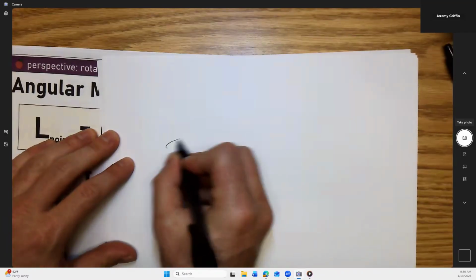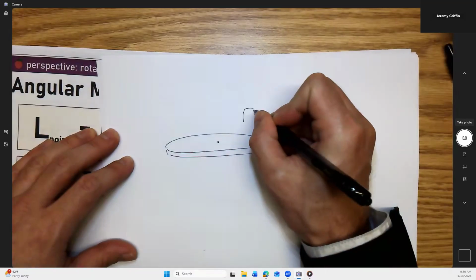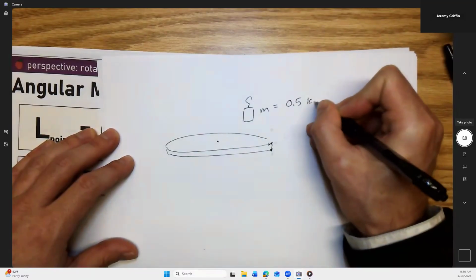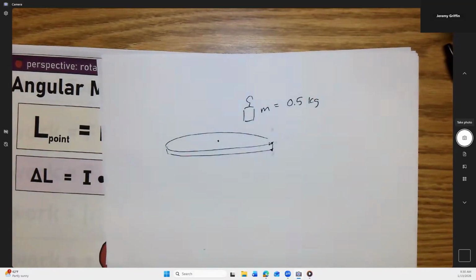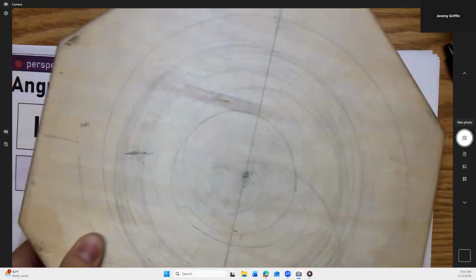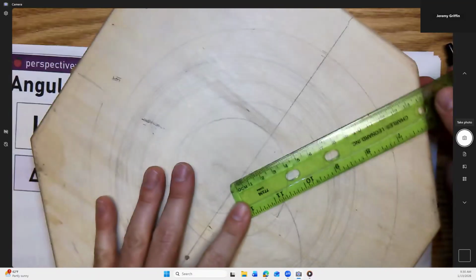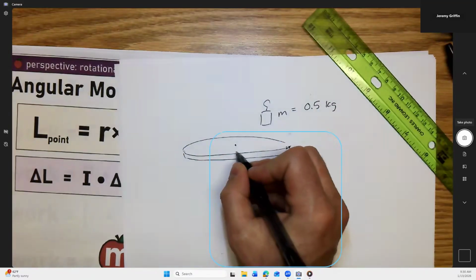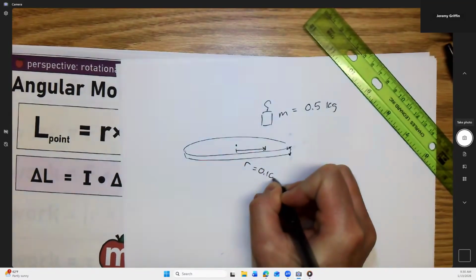Let's say I've got this turntable. I'm gonna drop this 0.5 kilogram mass, so 0.5 kg, right here. Let's try to model pretty much exactly what I just did. Let's say I dropped it at like 10 centimeters out. So I'll call this distance from here to here little r. Let's say that's 0.10 meters.